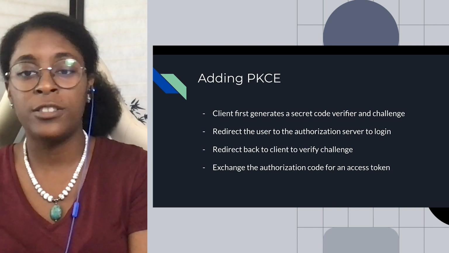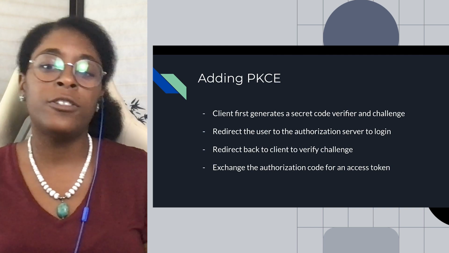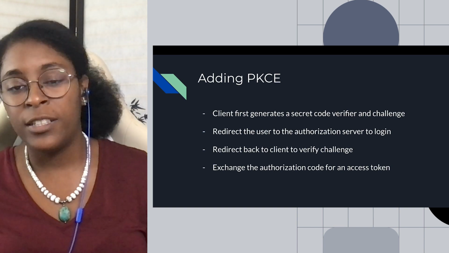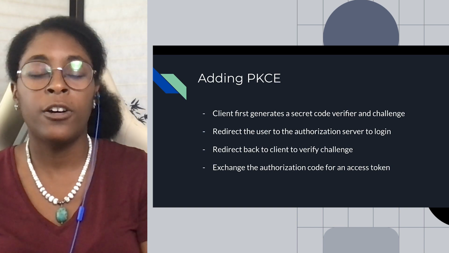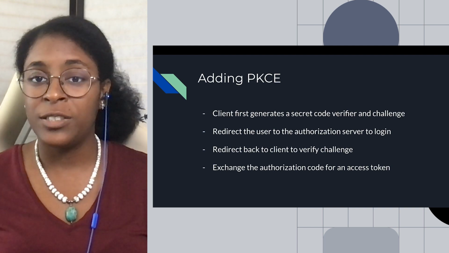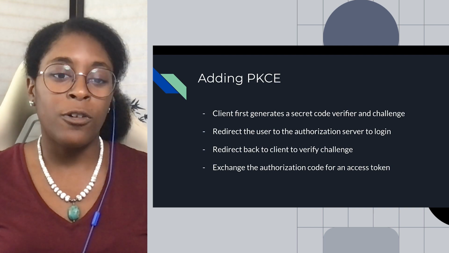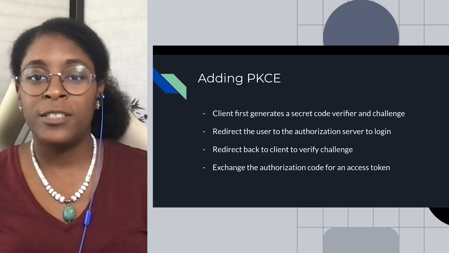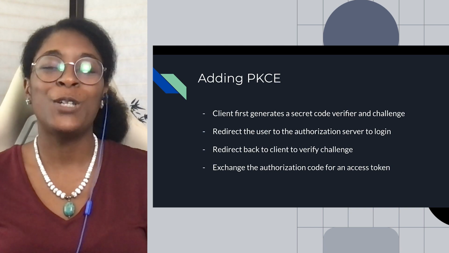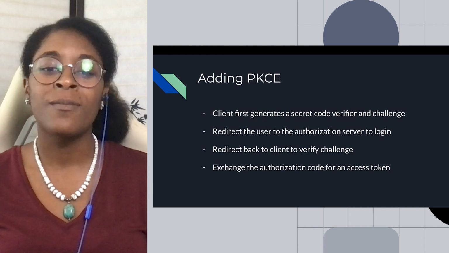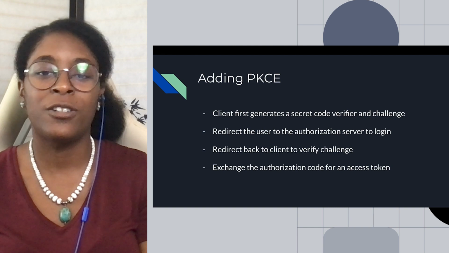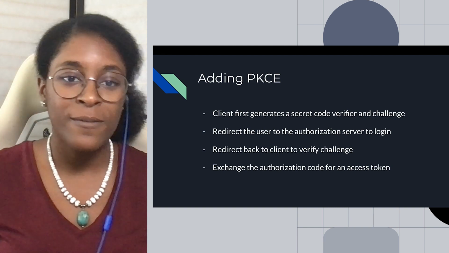We send it to the auth server. After they log in, we send that challenge back. And if it is decoded by that code verifier, we know this is the same user. OpenID Connect is happy. We've authorized the thing twice, so we really know this is the same user. And then we can finally exchange that authorization code for an access token.